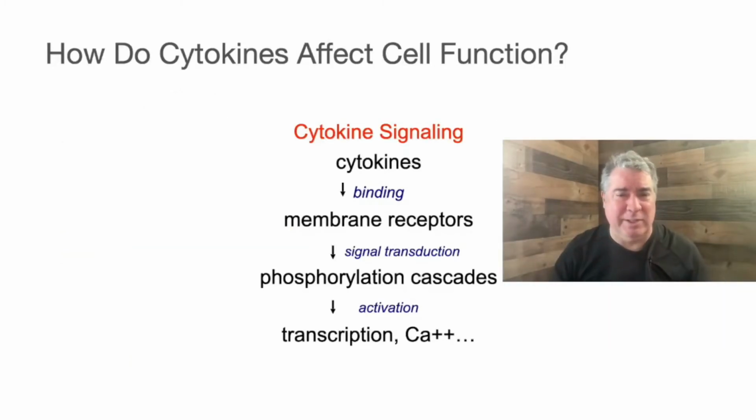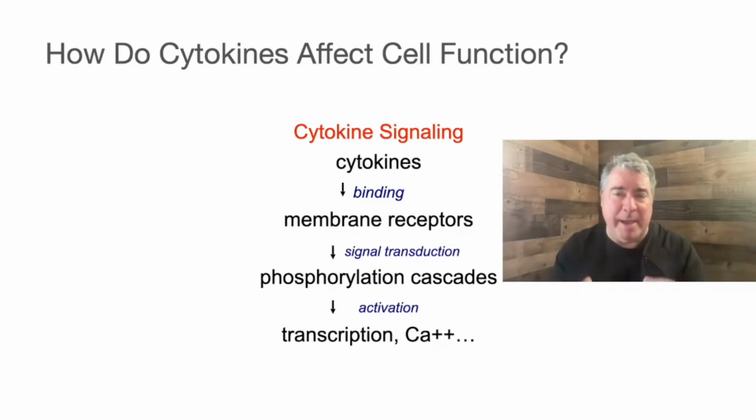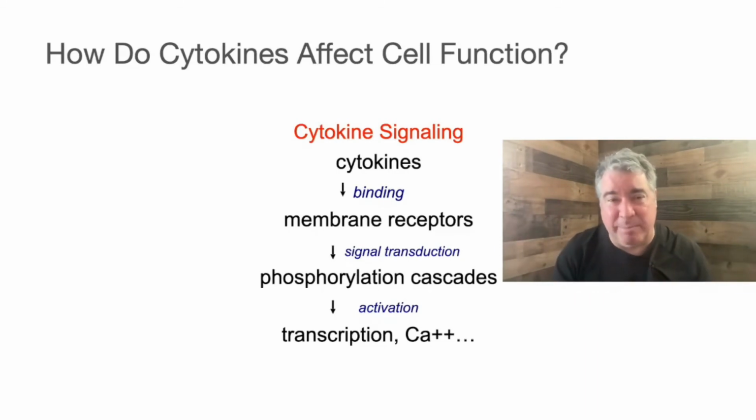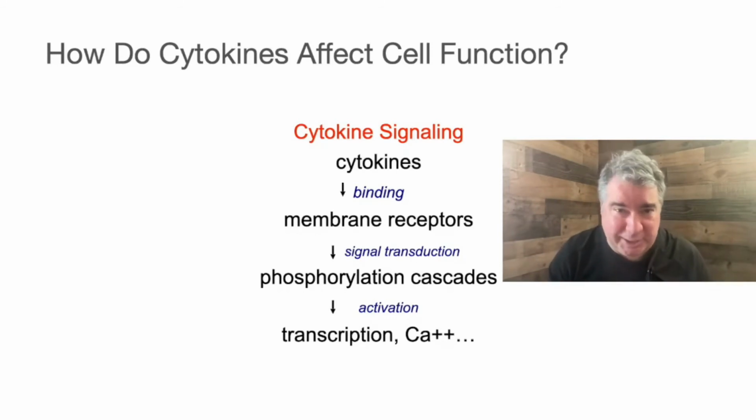So how do cytokines function? We've gone through this. You get a signaling. They bind membrane receptors. And I mentioned previously how each family has a very distinct membrane receptor system. And that leads to signal transduction. And I've talked in previous talks about phosphorylation cascades and how ficitin controls those, as a supplement.